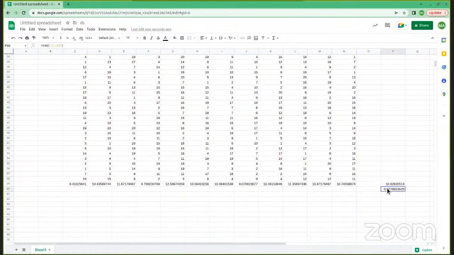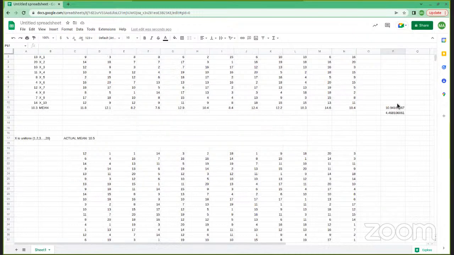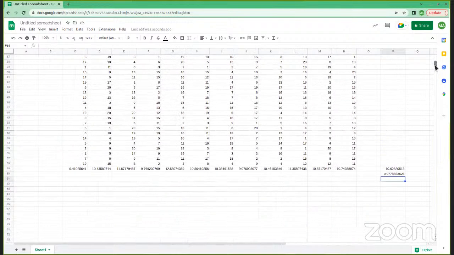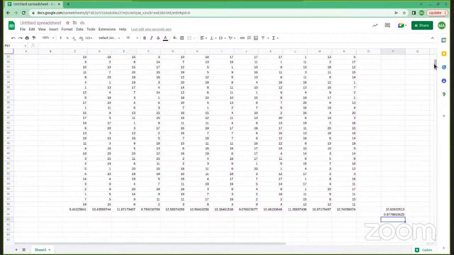Yes, sir. So the variance is lesser than this variance because the number of samples we took each time is lesser. So the mean will be widely distributed. The sample mean will be widely distributed when compared to these sample means. If I increase n, your mean will come closer and closer to 10.5 and this particular variance will go to 0.